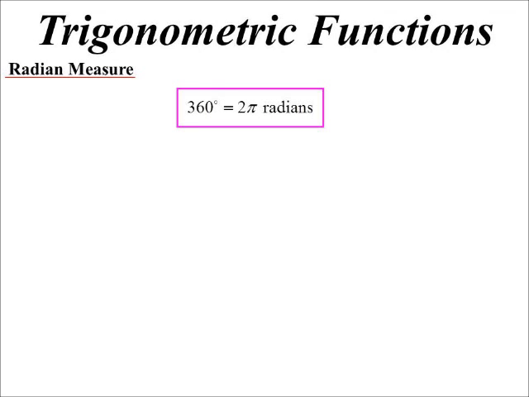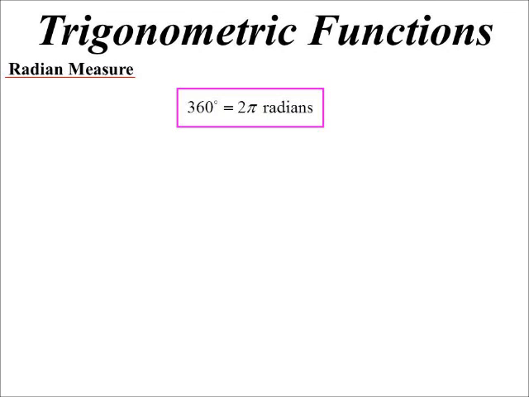So let's have a look at this alternative way of measuring an angle. Okay. There is our conversion. 360 degrees is 2 pi radians. Now, the actual conversion is 180 degrees is pi radians. But I do it this way because I can think, circle.